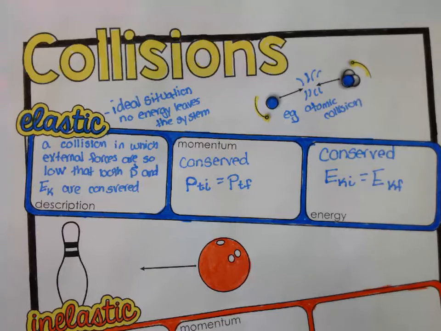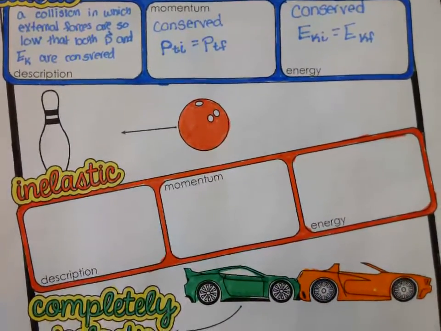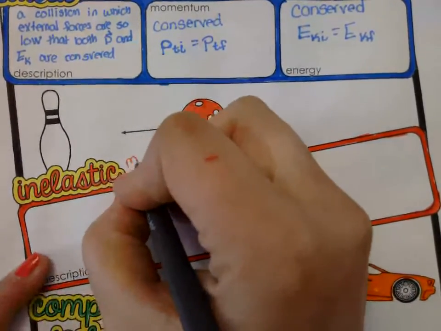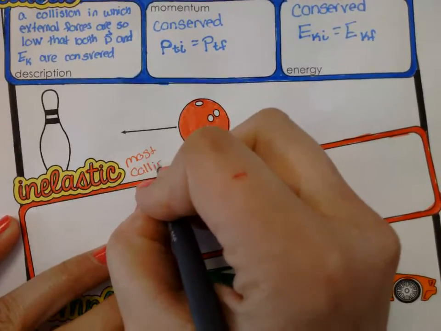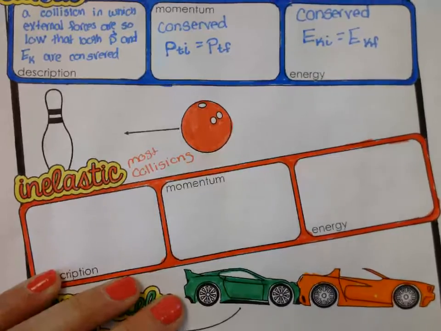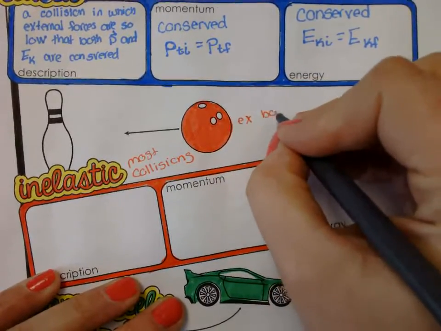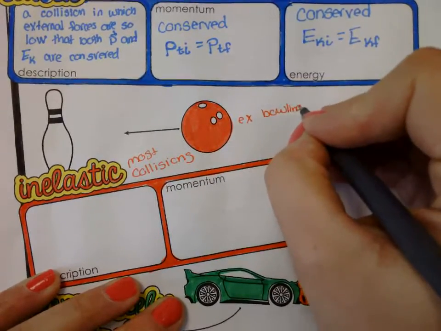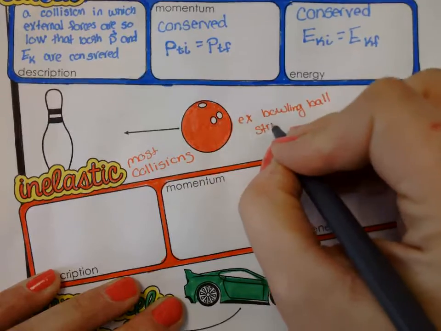Most of your collisions in the world are going to be inelastic collisions. So this second example, or this inelastic collision, is where most of your collisions are. So most collisions in the world are inelastic collisions. A great example is a bowling ball striking a pin.